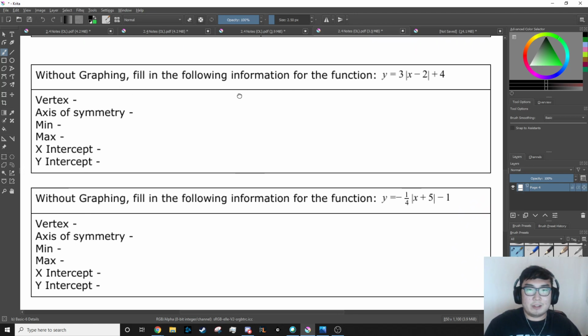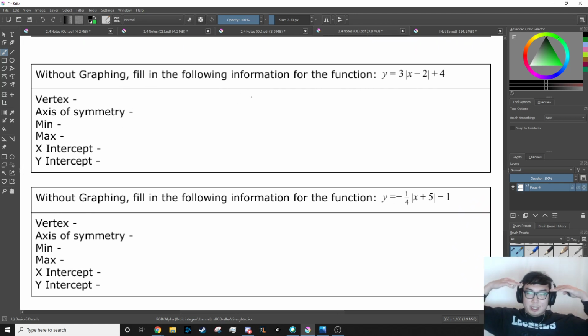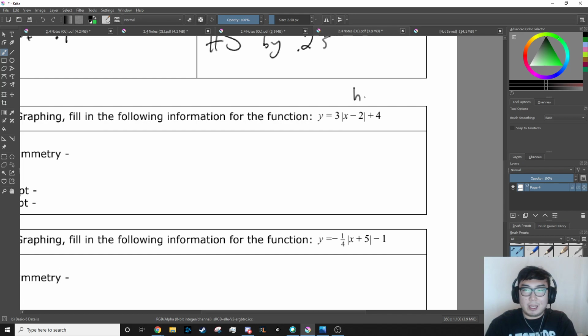So without graphing, as in if I look at this equation, I can get a lot of information. Really all I gotta know is my HK, which is this number, this is my H, and this is my K. Just this 2 is my H. Just this 4 is my K. If there was a minus 4, then it would be negative 4. So my HK is 2, 4.